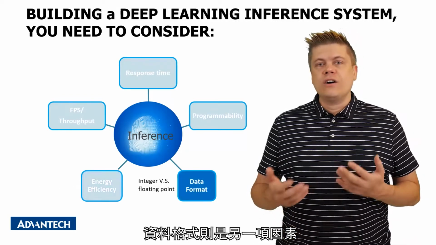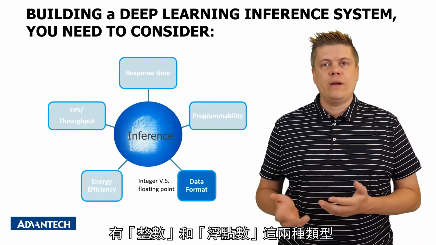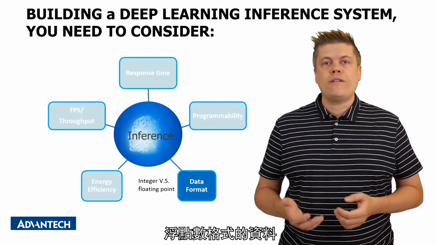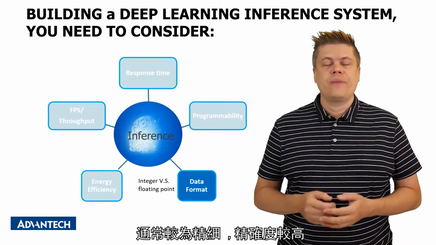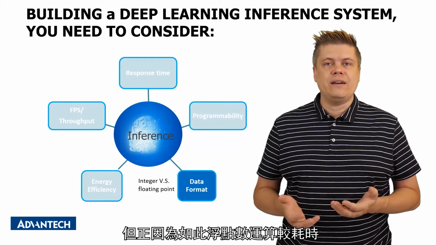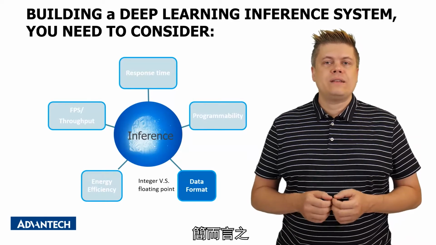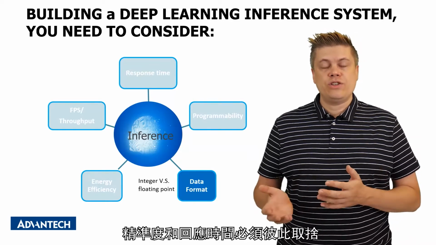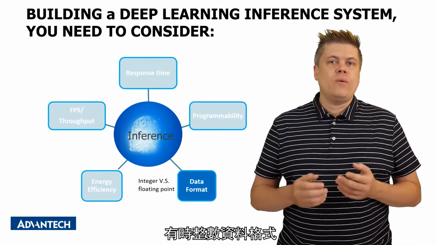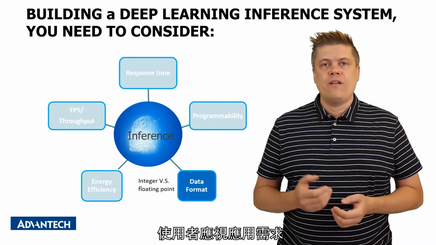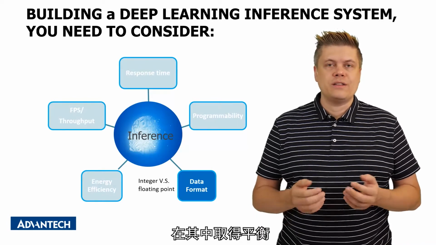Data format is also a factor to consider. There are 2 types: integer and floating point. In general, floating point format describes data with higher detail level, and thus a higher precision. However, it is also due to this higher detail level that floating point computation takes more time. Put simply, it's a trade-off between precision and response time. Sometimes using integer data formatting would not lose much precision. Therefore, users can try to find a balance according to their application requirements.